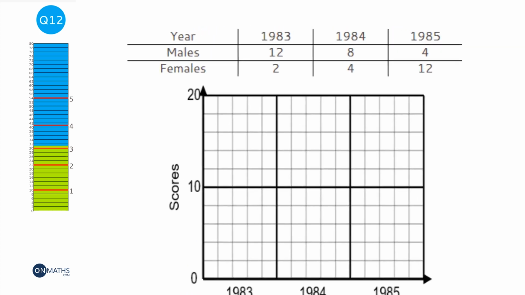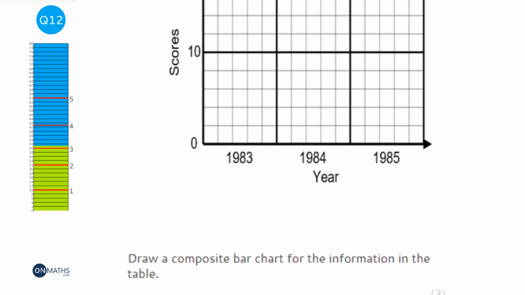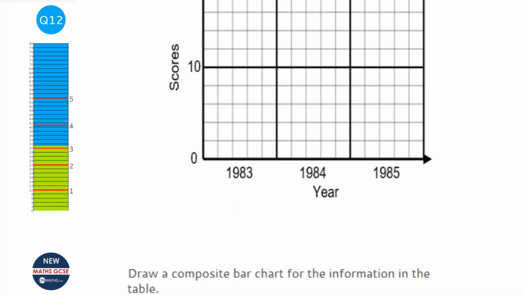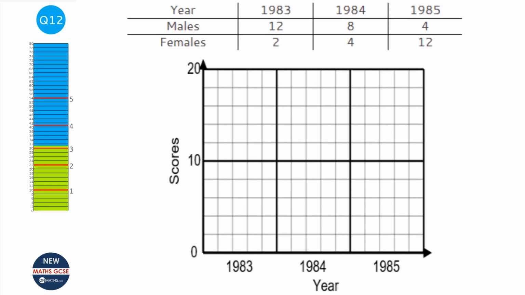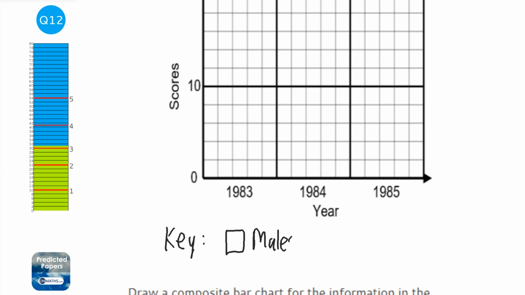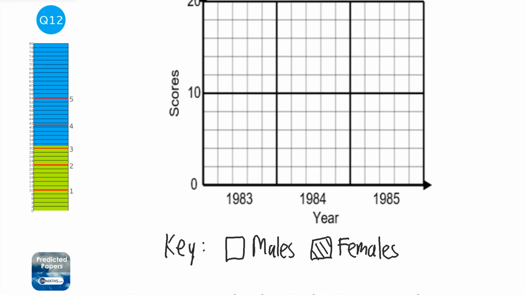So we're asking this question to do a composite bar chart. Now a composite bar chart just means that it's like a comparative bar chart where the bars are next to each other, but on a composite bar chart they're just all in one bar. So we're going to have multiple pieces of data. So if we have a look at the table, we've got males and females. So we need a way of telling them apart, and the way of doing that is just to add a key. So my key is going to be blank for males and shaded in for females. And it's really important that you add a key to this so people can tell your bars apart.